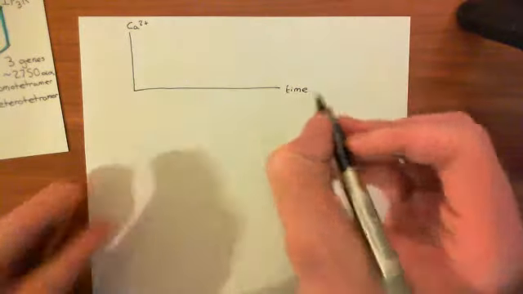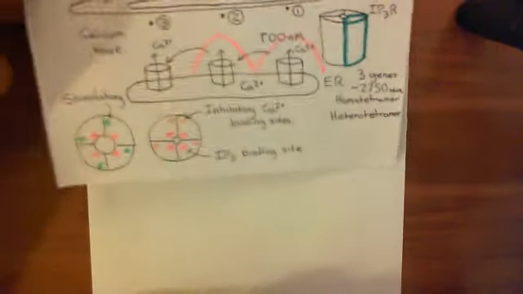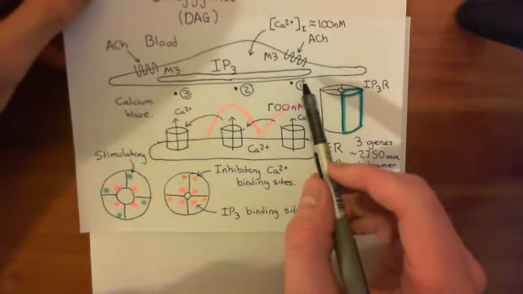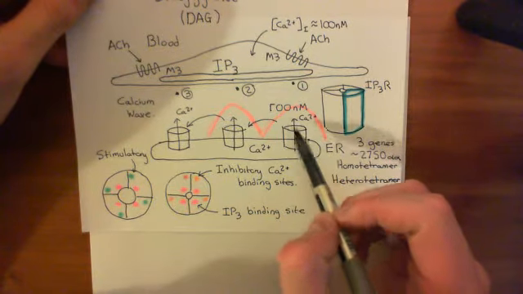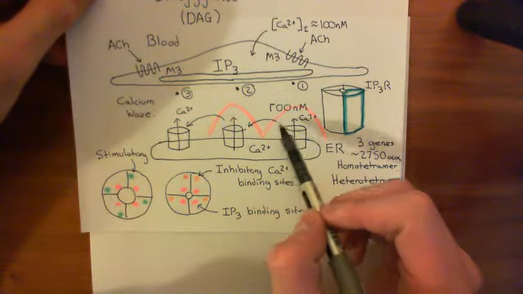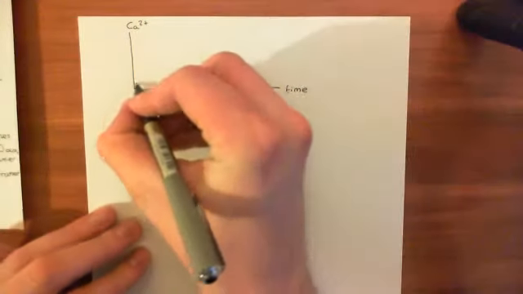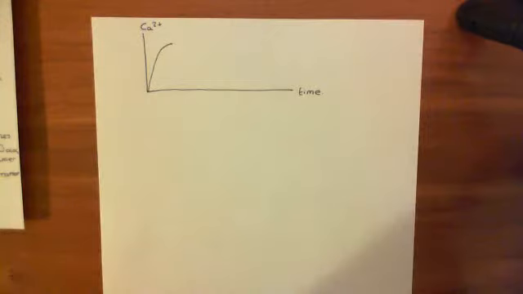Now, if we draw it for position 1 of our cell here, then initially what's going to happen is this IP3 receptor is going to open and calcium concentration is going to go up. So what we will see is something that looks like this. However, you might expect that it would just remain high, because the IP3 receptor is just going to remain open and the calcium is going to remain in the cytoplasm. But I haven't told you the full story.